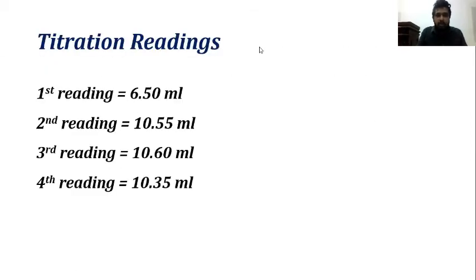So here are the titration readings. First reading was 6.50 milliliters. Second reading was 10.55 milliliters. Third reading was 10.60 milliliters, and the fourth reading was 10.35 milliliters.